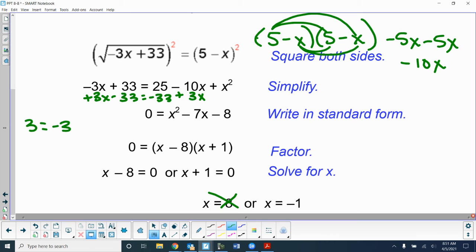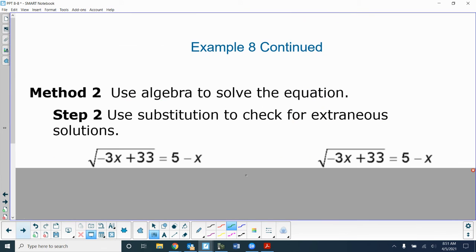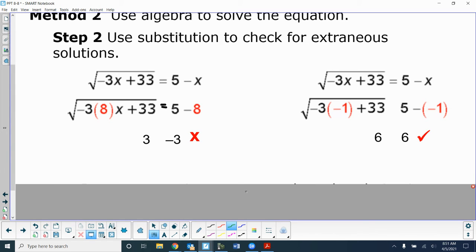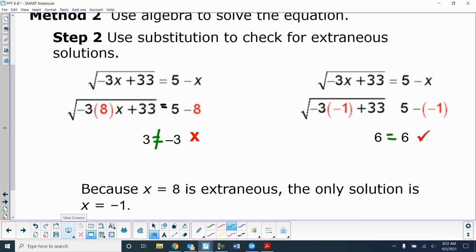Okay? So then when I put negative 1, what's negative 3 times negative 1? Positive 3 plus 33. 36. What's the square root of 36? 6. What's 5 minus a negative 1? That's 6. Those are okay, right? Those are equal. So I think they do it on the next slide, the check. Yeah, here's the check for both. All right. So these are not equal, and these are. So the only one that works is negative 1.